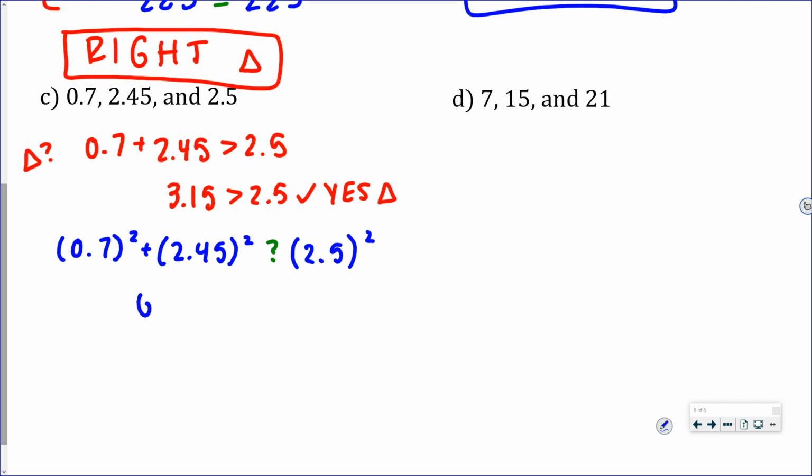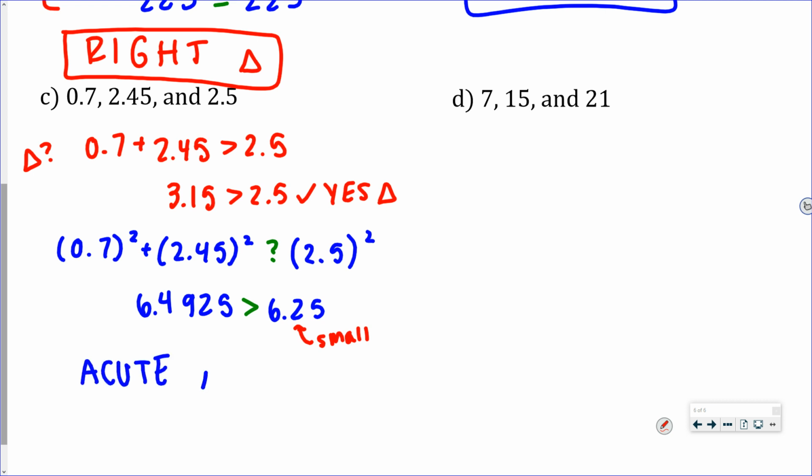All right, I did this quick math for you. This over here is 6.4925, and 2.5 squared is 6.25. Not to rush you, but just to save time. Obviously, these aren't equal, so Pythag doesn't hold. So what's the relationship? Is 6.4925 greater or less than 6.25? Greater. So that means that third side is small. Since that's small, that means it's going to be a small angle, meaning it's an acute triangle, if that third side is small.